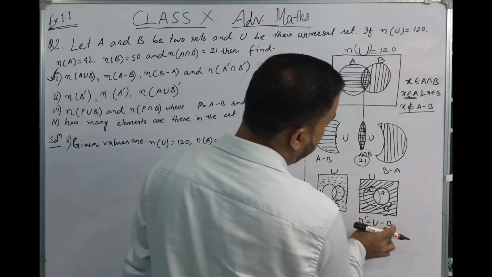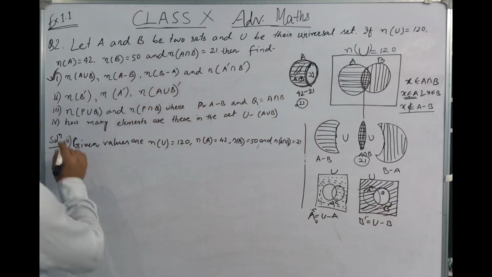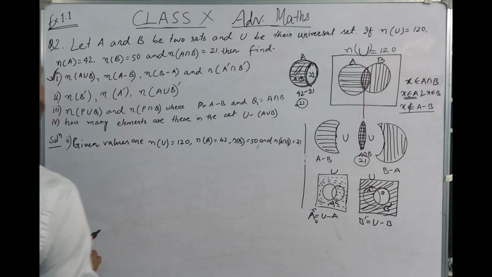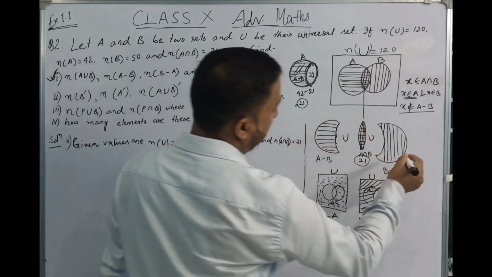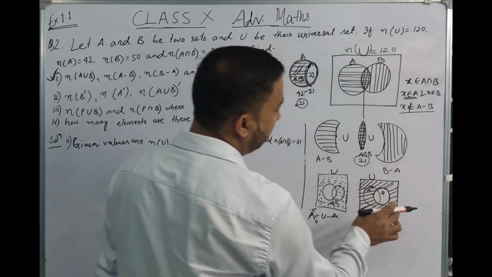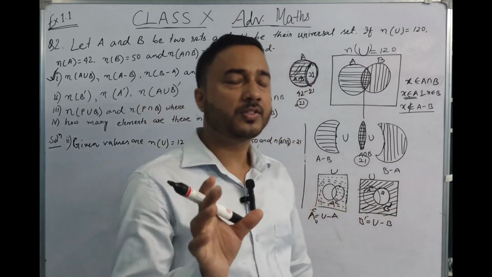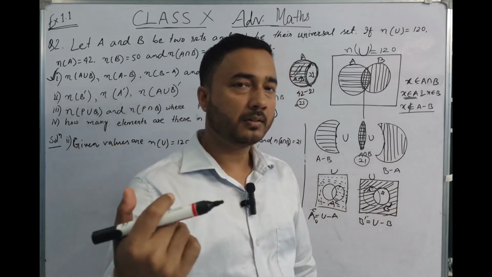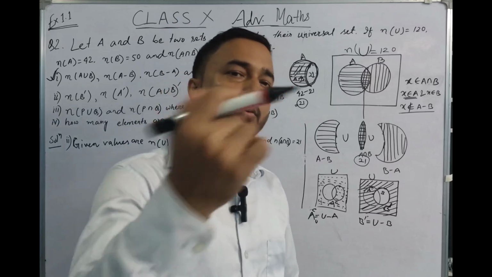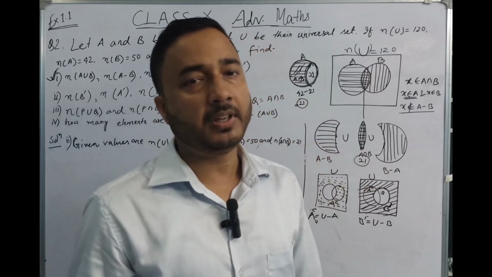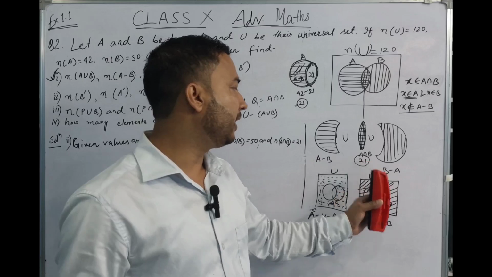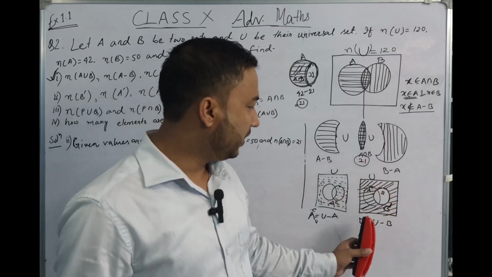So B complement is U difference B. Now here in question number 2, you have to find the value of B complement. What will be the number of elements in the set B complement? The shaded part is the B complement. B complement means all the elements that belong to U but are not in B. If x is in the set U, then it should not be in the set B if it is in B complement.